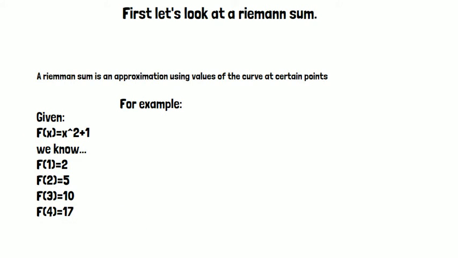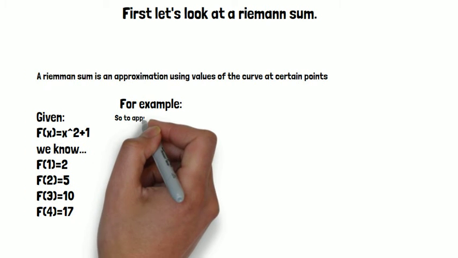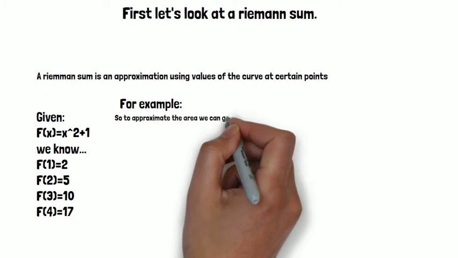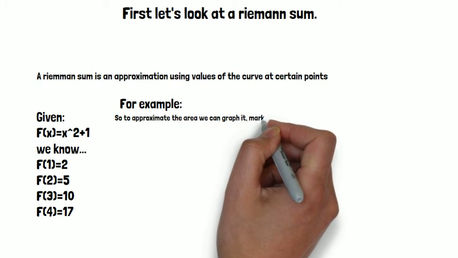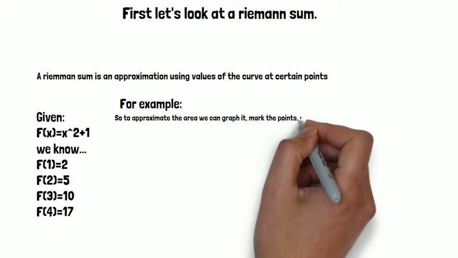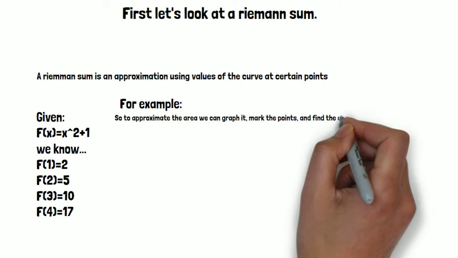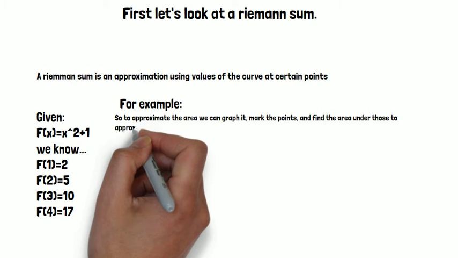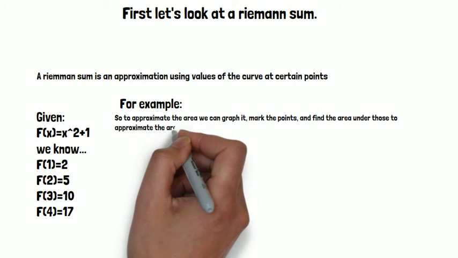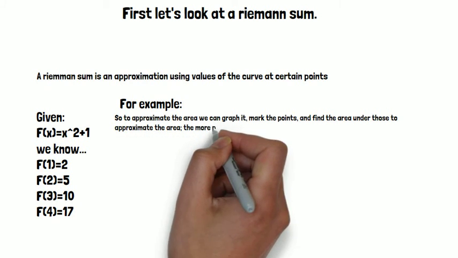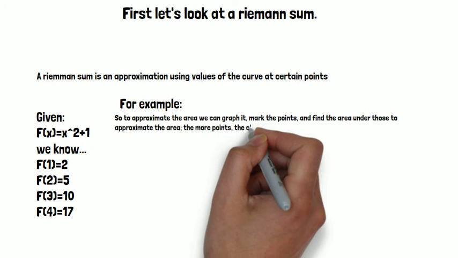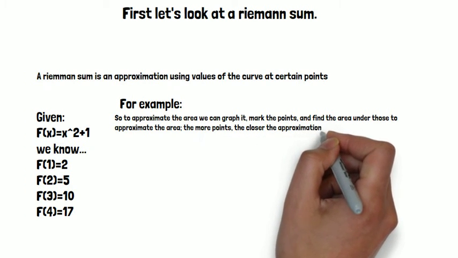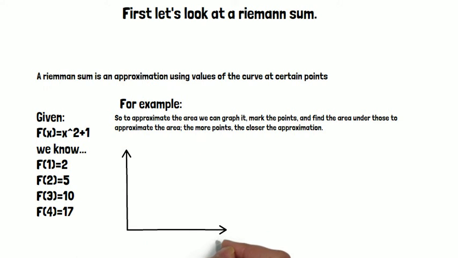So with the function f of x equals x squared plus 1, what we were looking at the start, we know that f of 1 equals 2, f of 2 equals 5, f of 3 equals 10, and also f of 4 equals 17. If we want to approximate the area, we can graph it, mark off each point, connect each point as a rectangle, and find the area under these rectangles, and it'll give us a pretty good approximation of the area. Now, with certain graphs, it'll give us an under approximation, and with certain graphs, it'll give us an over approximation.